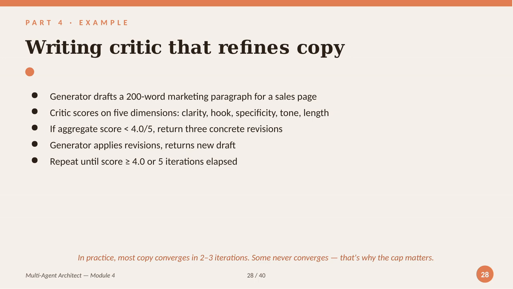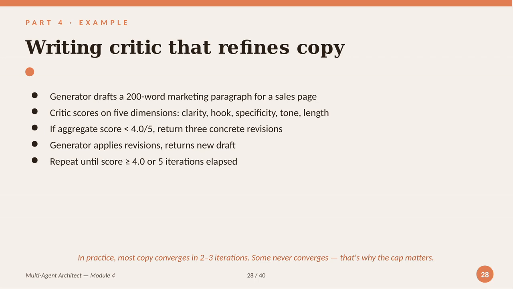Real example. A writing critic refining marketing copy. Generator drafts a 200-word marketing paragraph for a sales page. Critic scores it on 5 dimensions: clarity, hook, specificity, tone, length. If the aggregate score is below 4 out of 5, the critic returns 3 concrete revisions. Generator applies the revisions, returns the new draft. Repeat until score crosses 4 or 5 iterations elapse.